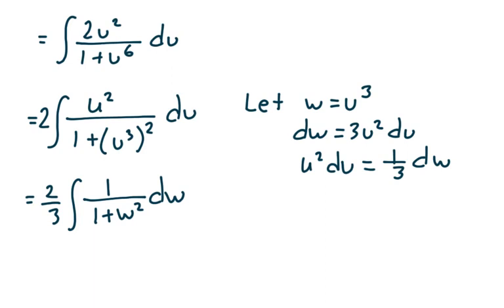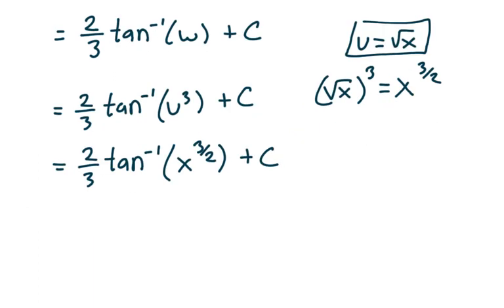And so I got to do another substitution. So I'm going to let w equal u cubed. dw is 3u squared du. So u squared du is 1/3 dw. So this is 2/3 the integral of 1 over 1 plus w squared dw. Almost done. So I get 2/3 arctangent of w plus c.